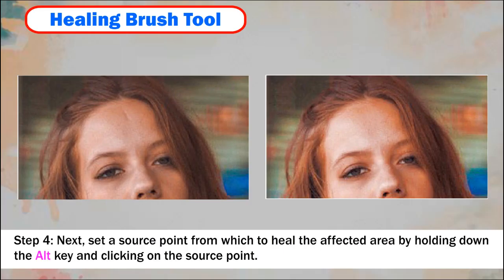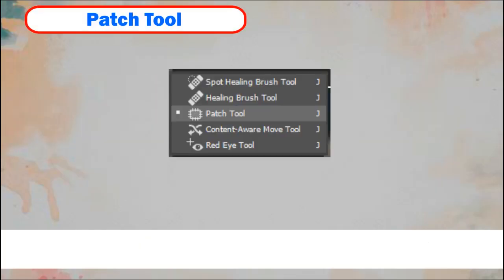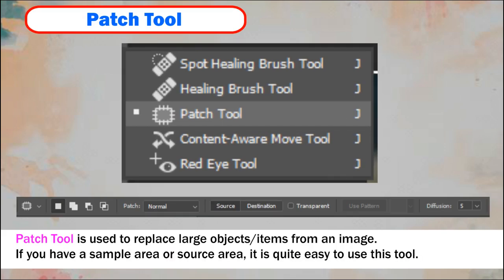Step 4. Next, set a source point from which to heal the affected area by holding down the Alt key and clicking on the source point. Finally, click and drag the cursor over the damaged areas that you want to heal. Patch Tool. Patch tool is used to replace large objects items from an image.